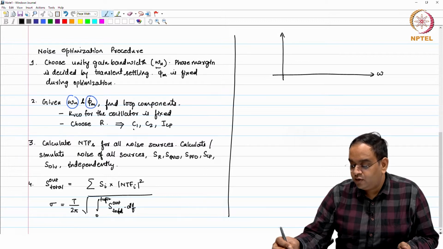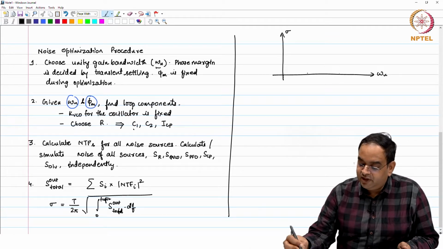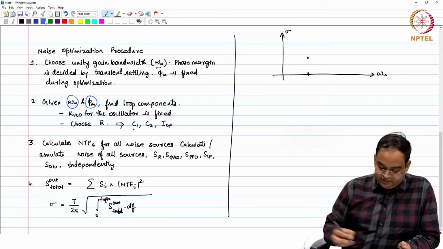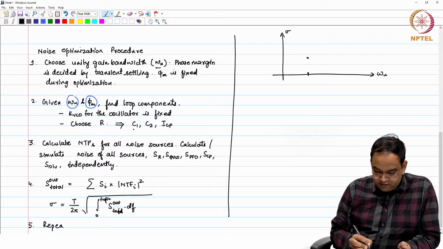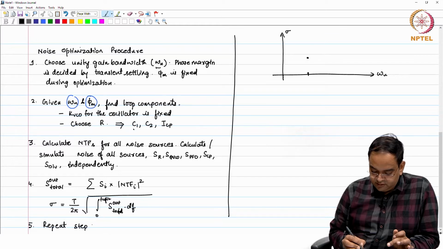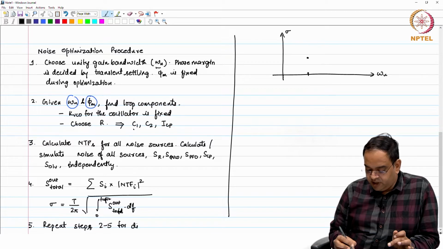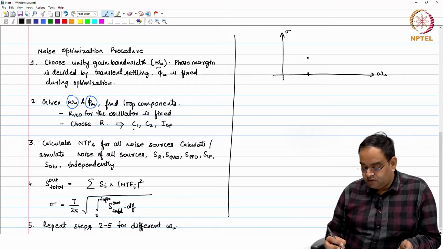So, I am going to plot jitter versus omega u. I picked one particular frequency omega u, and I got a certain value of jitter. You need to repeat steps 2 to 5 for different omega u. Now, this depends on which omega u you prefer, or which omega u is going to give you noise optimization.